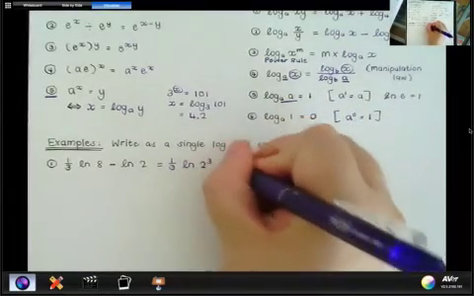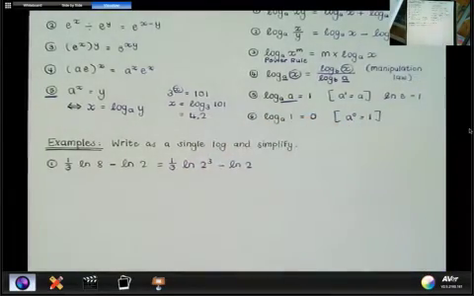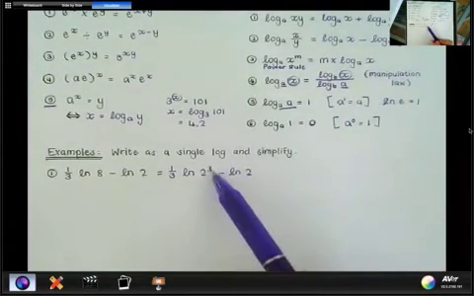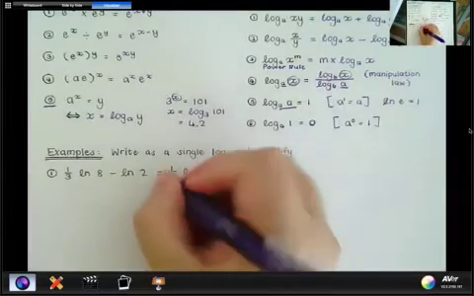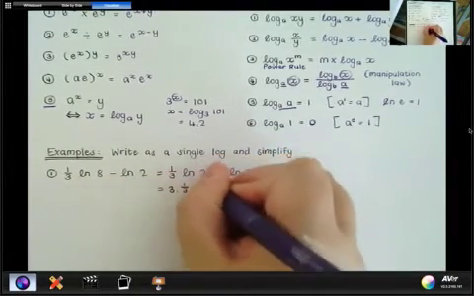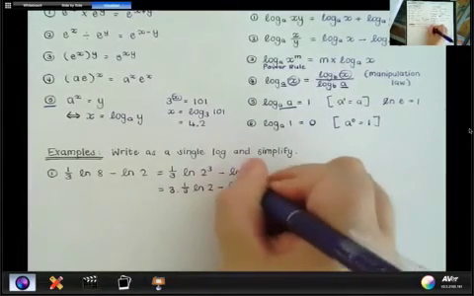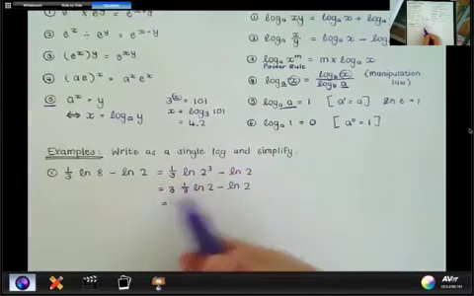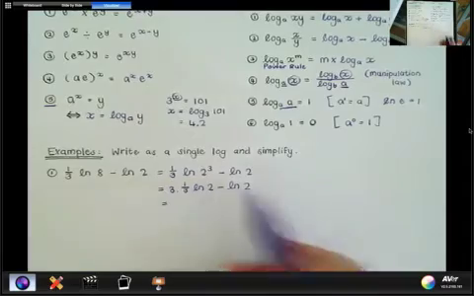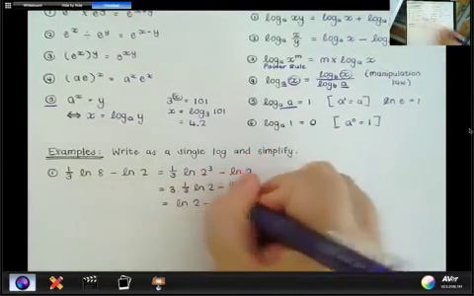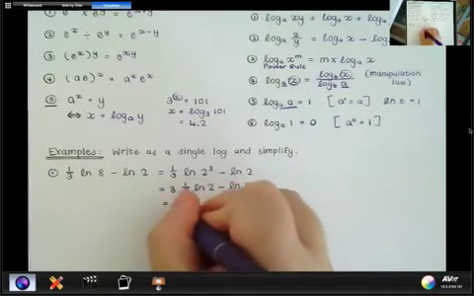Minus ln 2. Now if we look at the power rule here, law number 3, if we have an exponent there, we can write it in the front. So we can say 3 times a third ln 2 minus ln 2. Now from here, what is 3 times a third? 1. So we essentially have ln 2 minus ln 2. You wouldn't really have to write that, but I'm just going to write it so that we remember. And what is that? That is just 0.